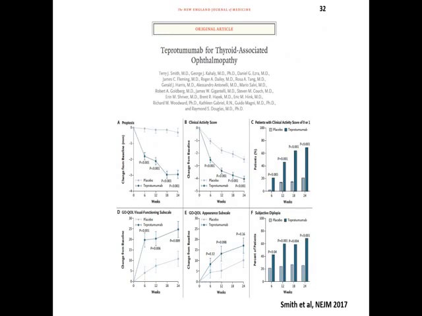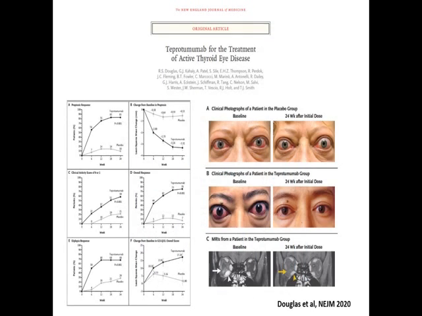Two randomized clinical trials on teprotumumab have been conducted. They were both multicenter, and they were both against placebo, and the results were actually amazing. Treatment with teprotumumab compared with placebo resulted in a marked reduction of proptosis, of the clinical activity score, and of the quality of life of patients, which was the case in both trials.